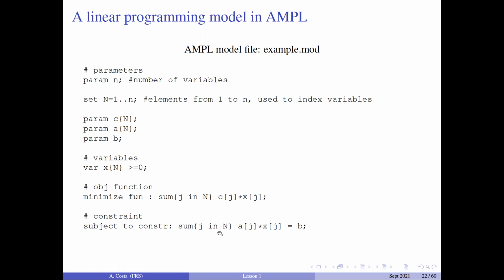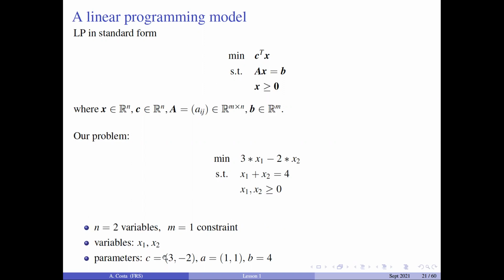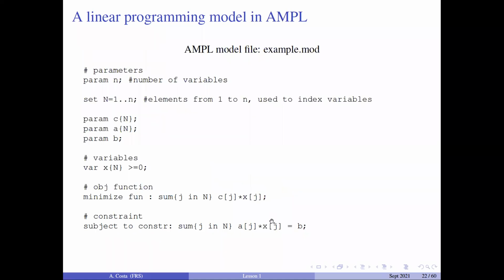And then the constraint, same thing, right? We want to have, as I say, a is 1, 1, the coefficient of x1 and x2. So we can write x1 plus x2 equal to 4, but we can also write something like that. And b is equal to 4. Okay, so this is more or less the model. I know it may be a little complex, but don't worry, really, trust me. You just need to practice. After a few models, it will be much clearer.